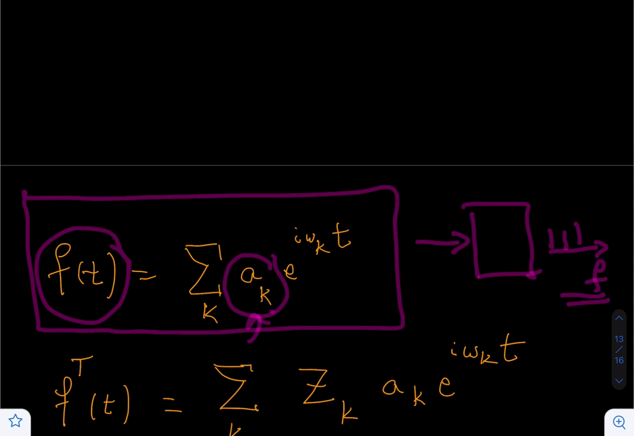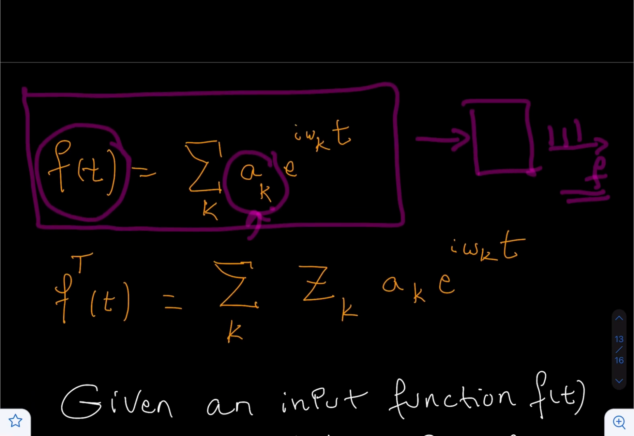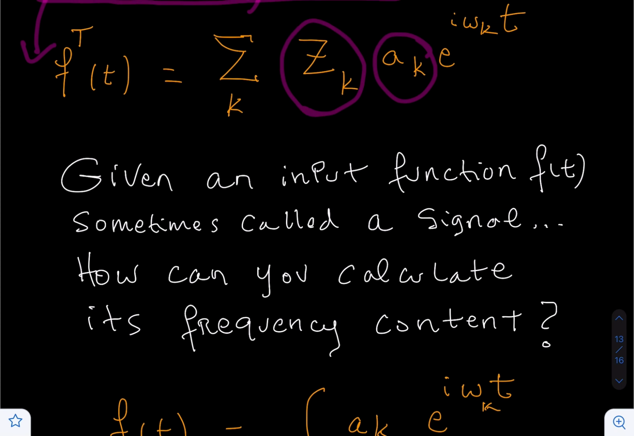Well, it turns out there's a fairly simple rule to do this. Remember, this is a transformation here, and this is the frequency response. But if you're looking at these AKs, you need to know what the frequency content is. So given an input function, which we call a signal, how do you calculate this frequency content? How do you do that?